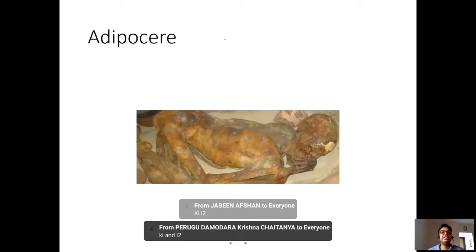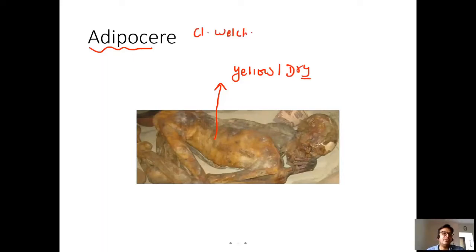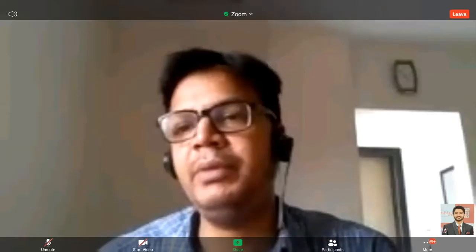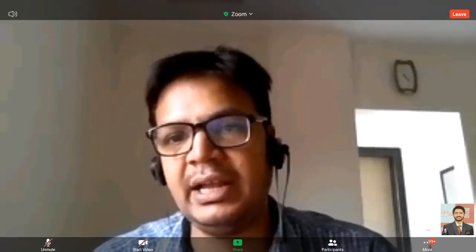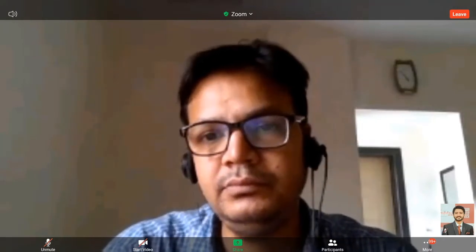Okay, so you can see this picture, adipose hair. As I told you, when adipose hair becomes dry, it becomes yellow and dry. This is Clostridium welchii contribution in warm and humid climate. This is known as adipose hair.